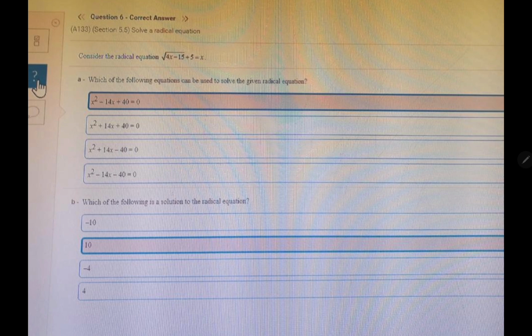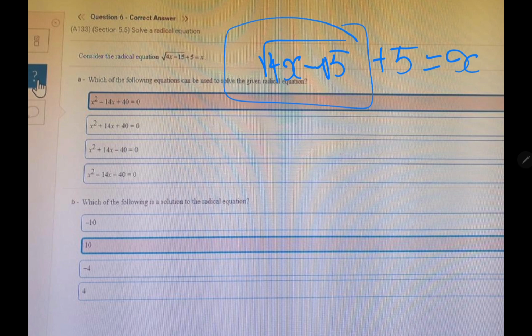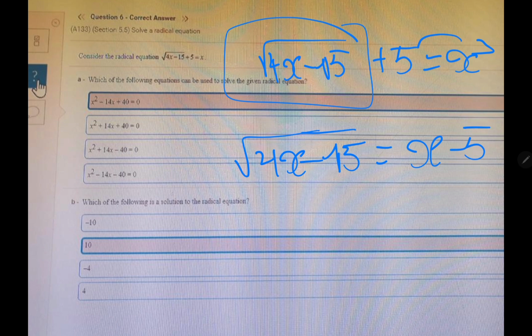So now we need to solve question number 6. Solve the radical equation. Radical 4x minus 15 plus 5 is equal to x. Anytime we have something like this, we should leave the radical by itself on one side. So we're gonna move the 5 to this side. Radical 4x minus 15 is equal to x minus 5. Okay, now we square both sides. Why do we square both sides? To get rid of the radical.